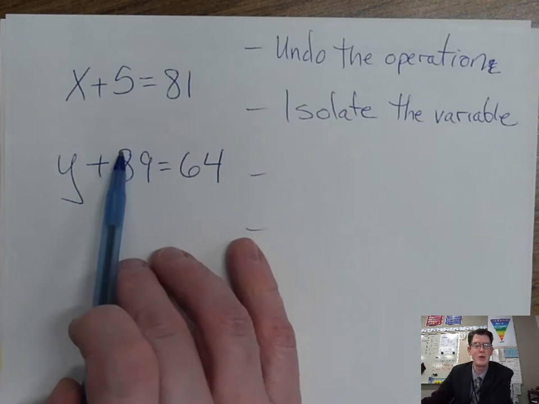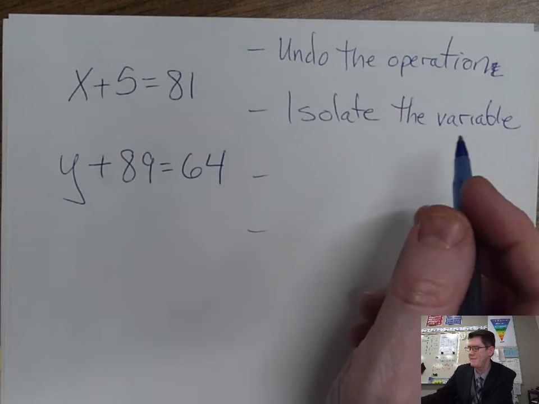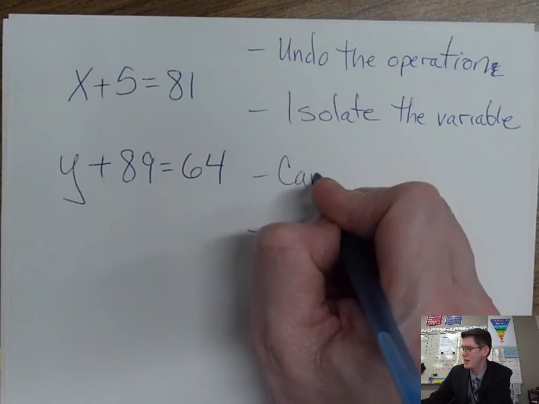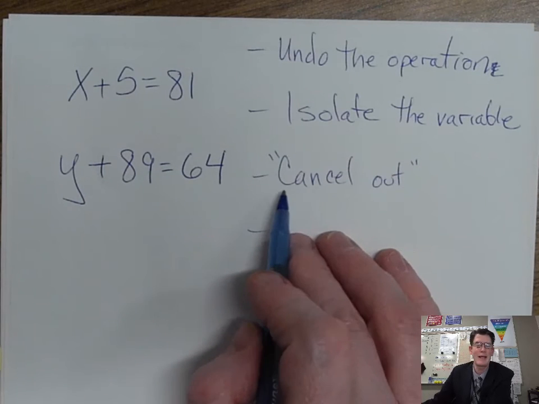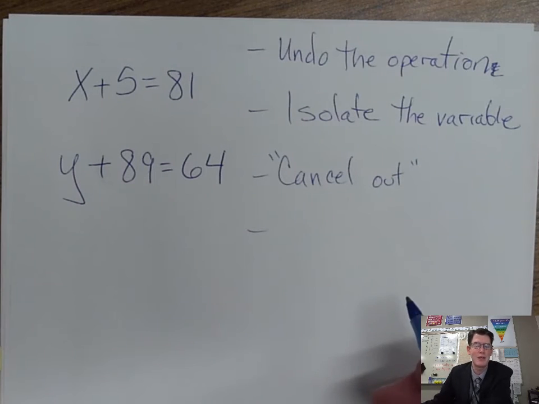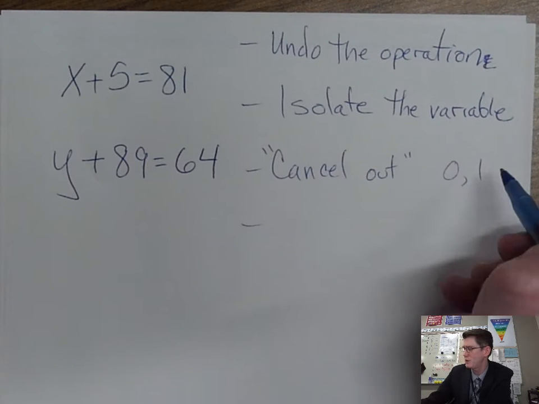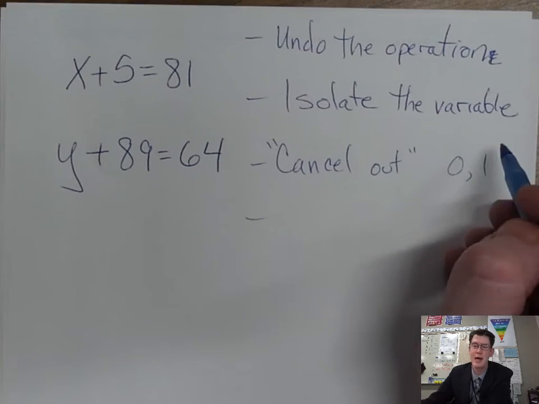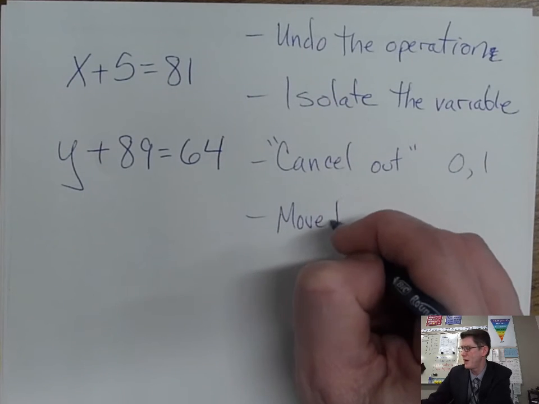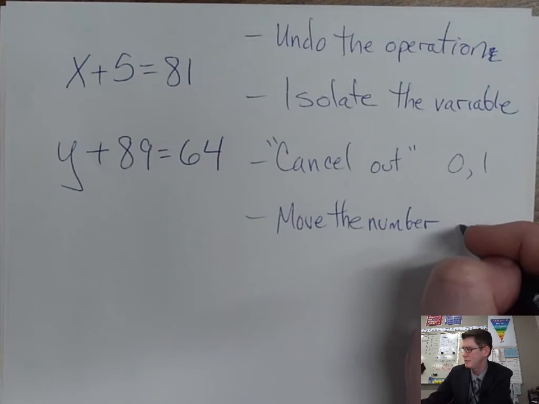To do that, we use the inverse. So it's the inverse of 5 to try to get rid of that 5. Another way we talk about is maybe canceling out the number. It's not really a good mathematical way to say it, but you might have heard that in the past, and I'm fine using it to help you understand. We're just trying to get the variable to go to 0 or to 1. And then finally, you might hear we're going to move the number to the other side of the equal sign.